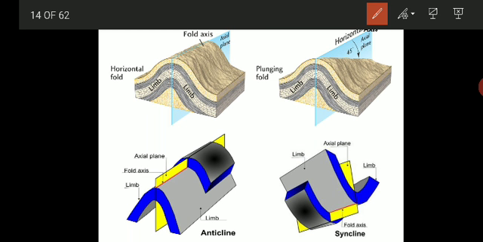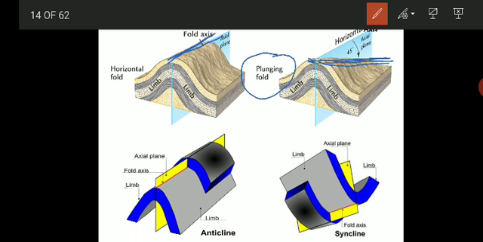Next, the last part is the plunge of the fold. Okay, plunge. So what does plunge mean? Here you can see a plunging fold. So here you can see the fold axis is like this, and here the fold axis is inclined. You can see the difference between the two figures, right? So the fold which has an inclined axis is called the plunging fold.